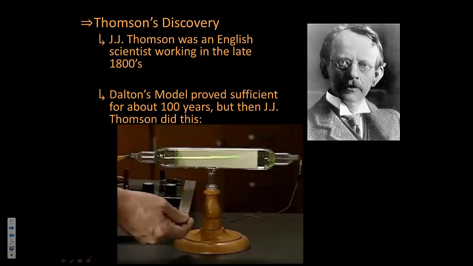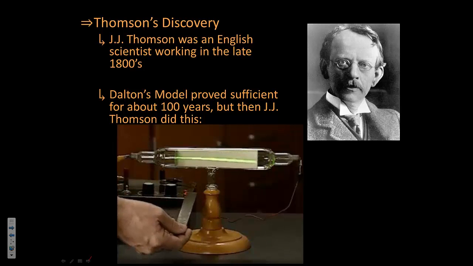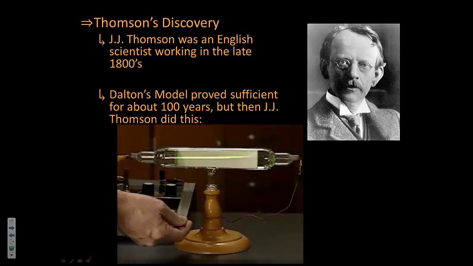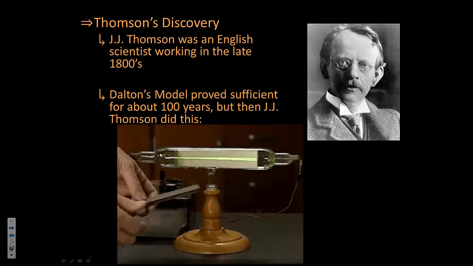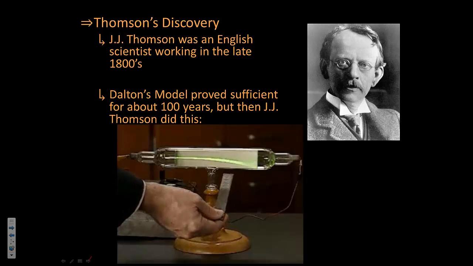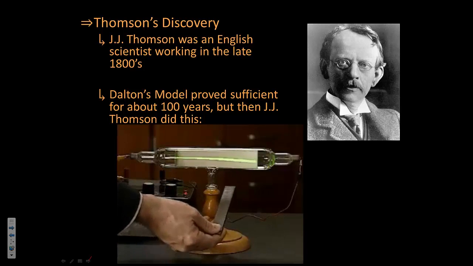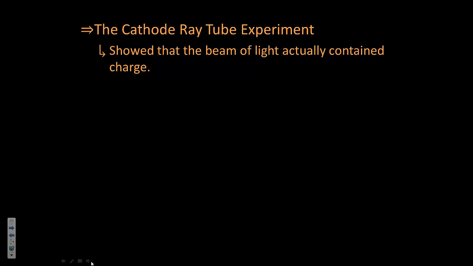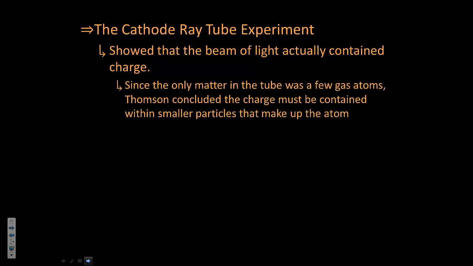He's deflecting it with another charged plate. And he can see here that it moves away from it, and then if we turn it around and use the other side of it, instead of being deflected away, it's pulled towards it. And Thomson realized that this must mean that the beam is charged. So if this beam of light is charged, that charge actually had to come from somewhere. And since the only thing in the tube was a few atoms of gas, a few atoms of air, Thomson realized that the charge must actually be in those atoms themselves.